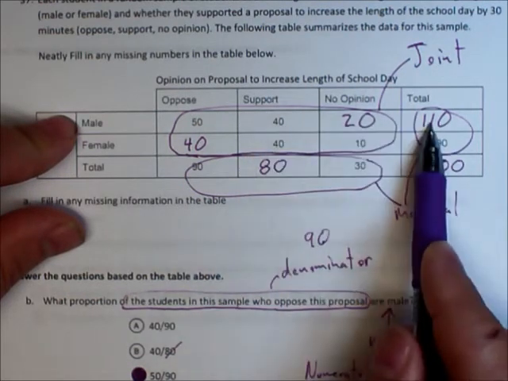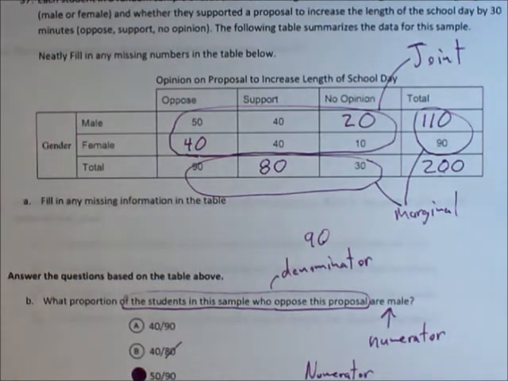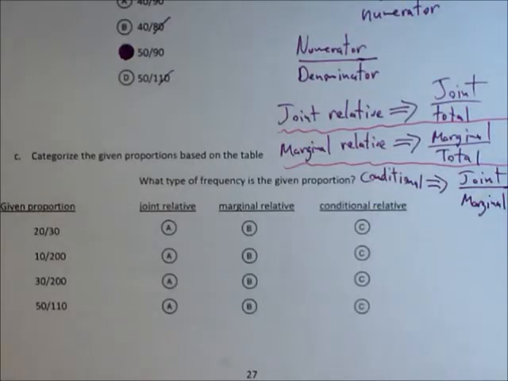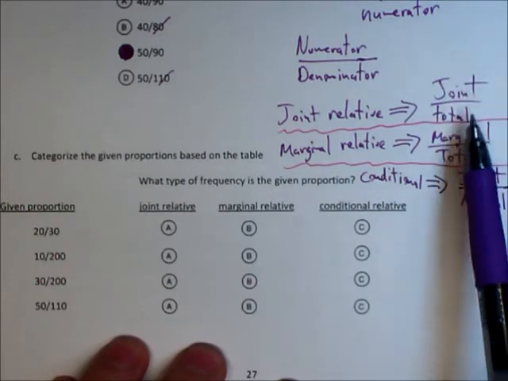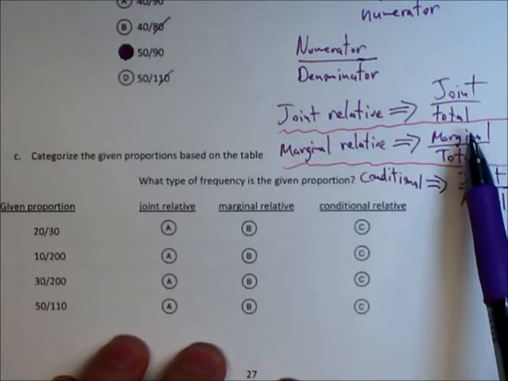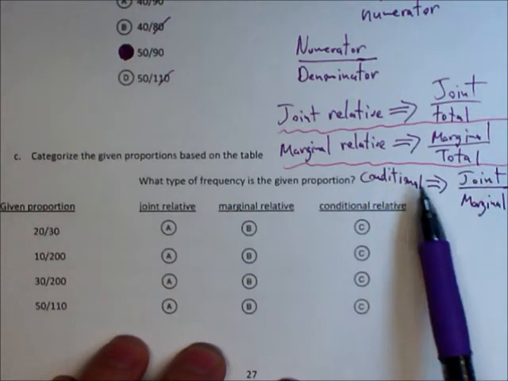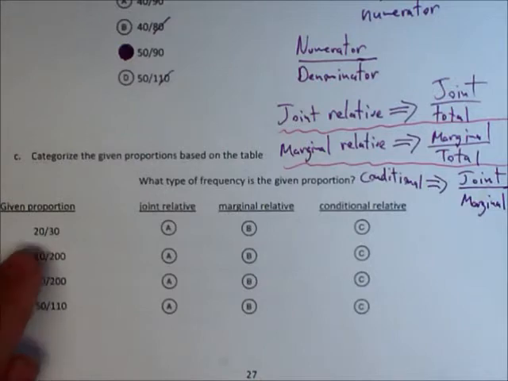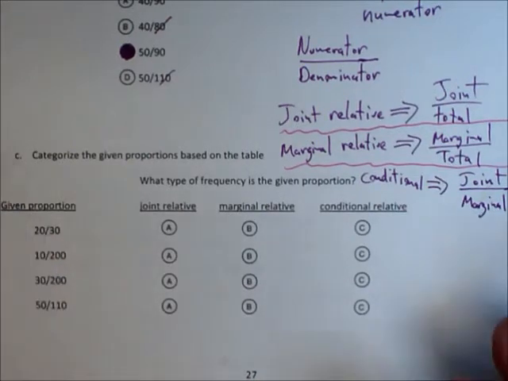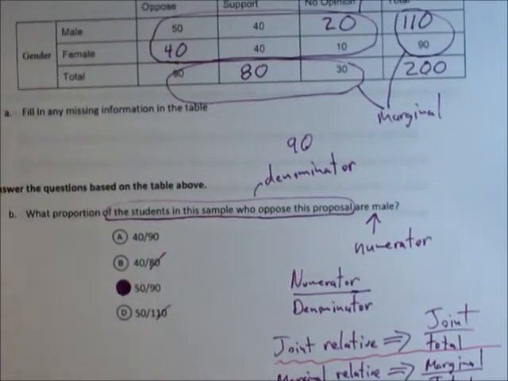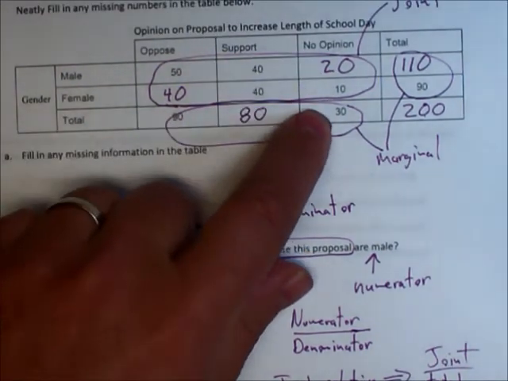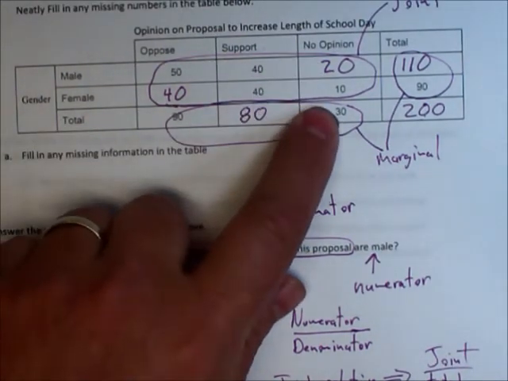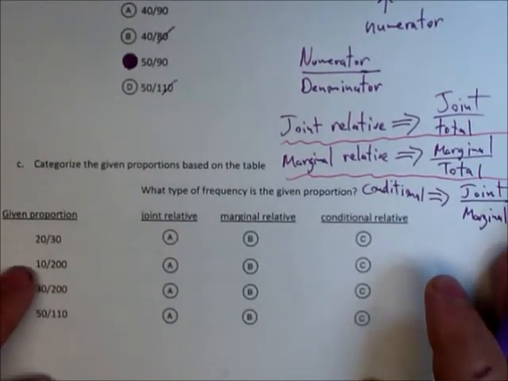So, like that. Okay, I'm just going to write those down for you right here so you can have access to them. A joint relative frequency is a joint frequency over the total. Marginal relative is a marginal over a total, and a conditional is a joint over a marginal. Okay, so 20 out of 30, let's find those in the table here. 20 out of 30, that's a joint frequency over a marginal frequency, so that's conditional relative.